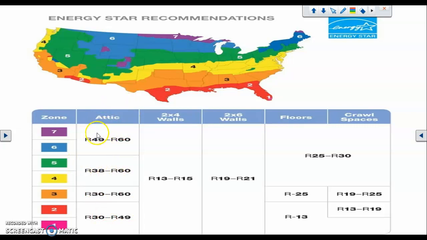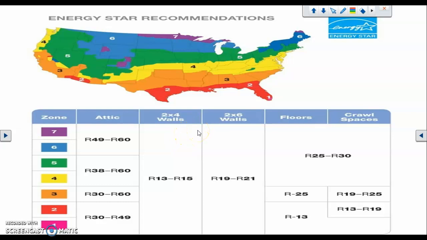R means resistance, so resistance to changes. So R49 means it insulates better than the R30. It tells you your attic recommendation versus your 2x4 wall and 2x6 walls, floors and crawl spaces. So it tells you the recommended R rating for insulation in specific areas of your home. Now, our ratings are basically based on the density of the material, obviously how thick the material is. So that's actually a main component.